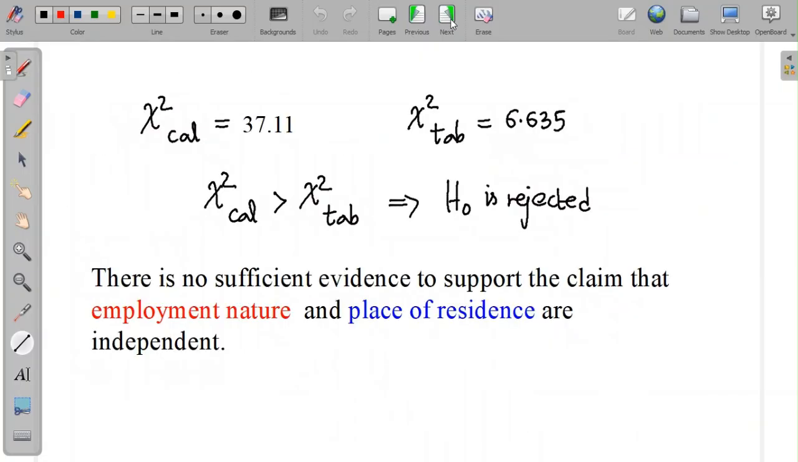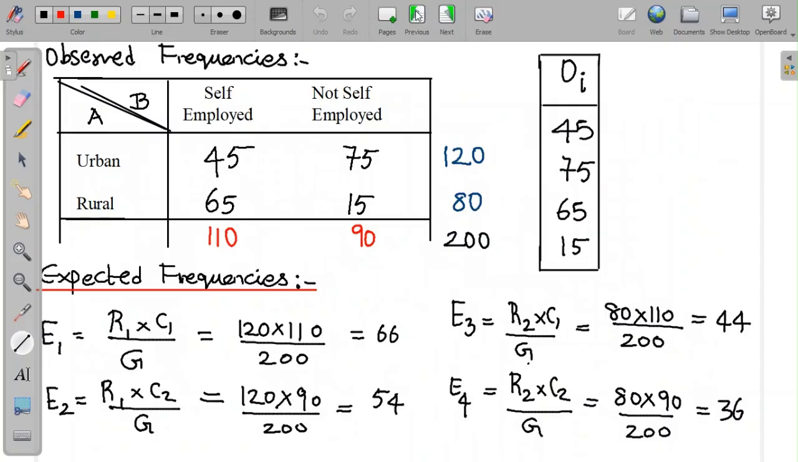So the calculated value of 37 is compared with the tabulated value of 6.635, and we see that the calculated value falls in the rejection region, and therefore H naught is rejected. Therefore, we conclude that there is no sufficient evidence to support the claim that they are independent, and therefore there is in fact an association between the two attributes discussed at the start of the problem. We find out that the place of residence and the nature of employment are in fact associated.